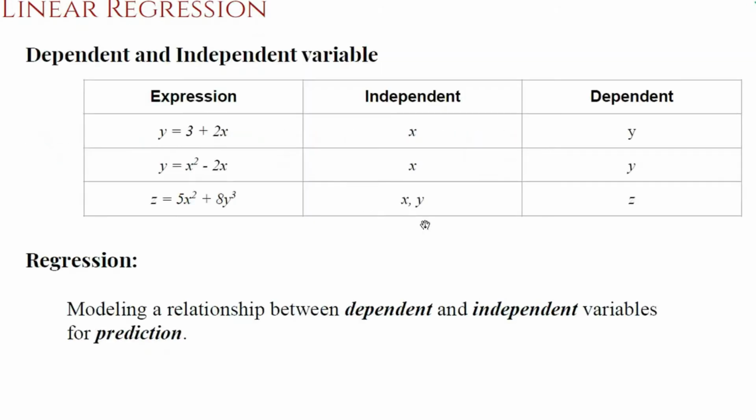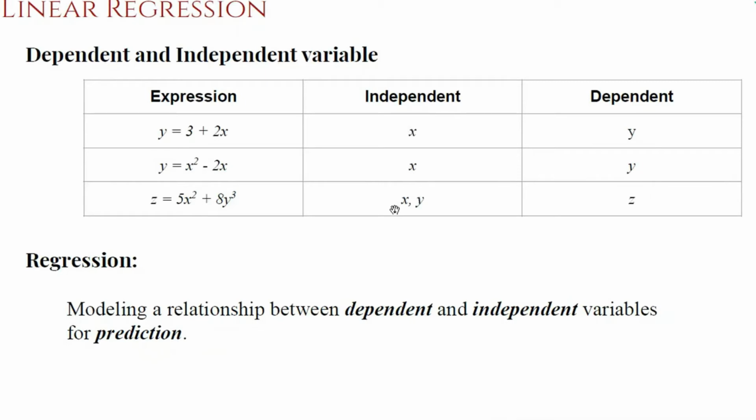And in these examples, the first two equations that you see here, there is only one independent variable. But when you look at the third expression, there are two independent variables. So in a regression analysis where we wanted to find the relationship between dependent and independent, if there is only one independent variable, we refer to that as univariate regression analysis, because there is only one independent variable. That is what we refer to as univariate analysis.